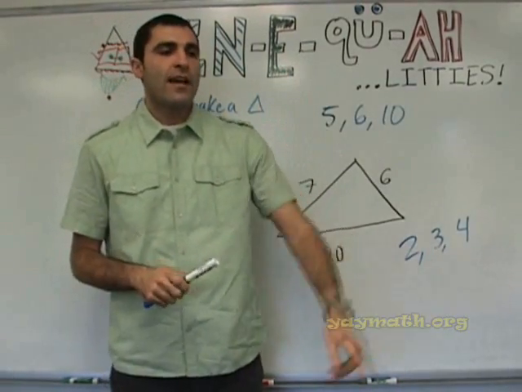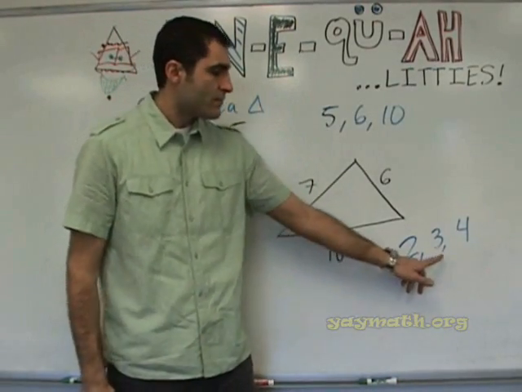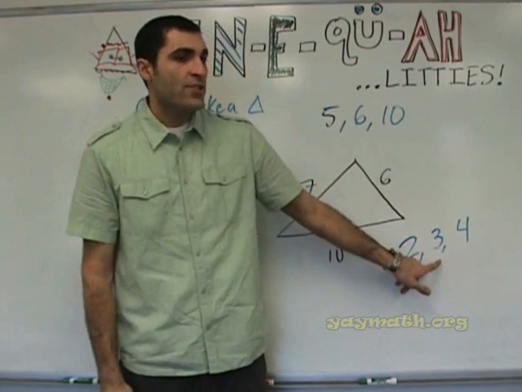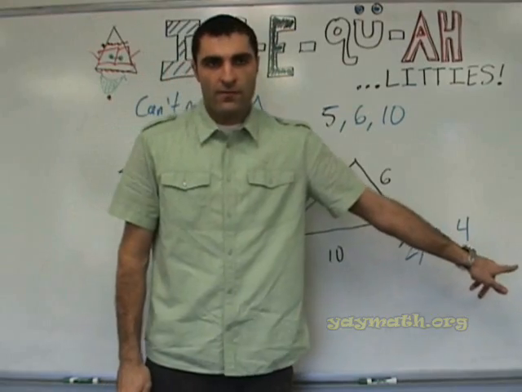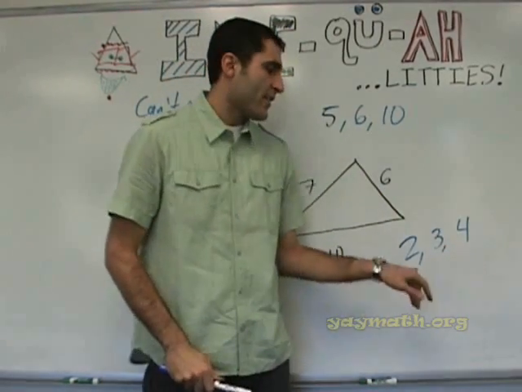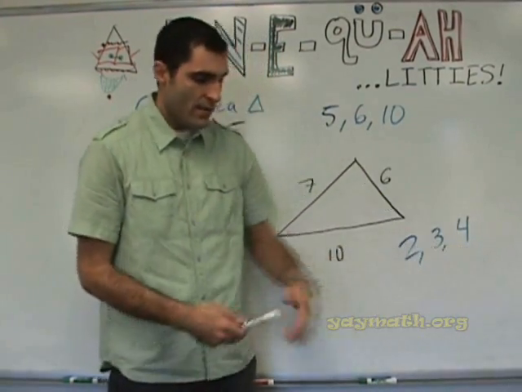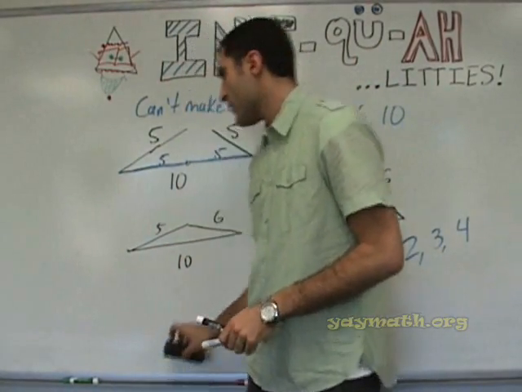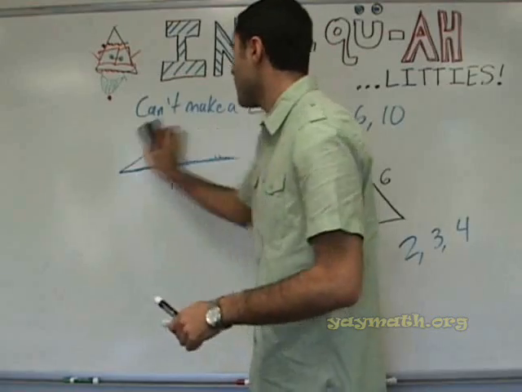Yes, because the 2 smaller sides add up to more than the other. The 2 plus 3, which is 5, is greater than 4. So you can create a triangle with those 3. Did you teach us that in the beginning? Kind of, yeah. I'm glad you're remembering.